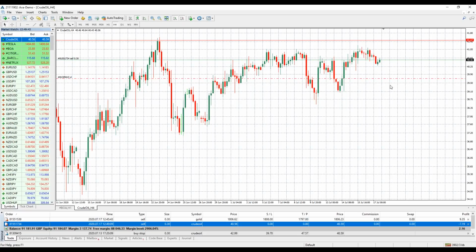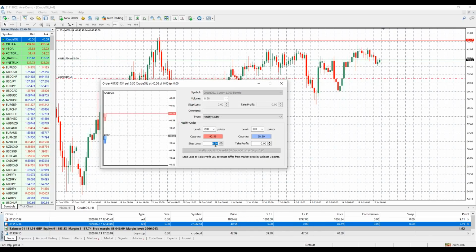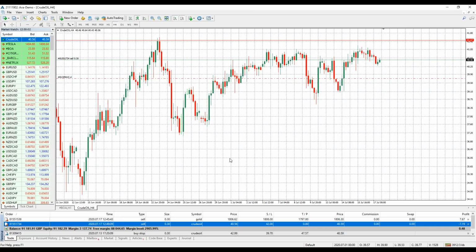I have a market sell, and maybe my stop loss is just above this resistance level. So if oil hits 42, maybe I'm out on my sell. So then I just come here, I say modify, stop loss 42. There. Now I have a small risk on oil to my stop loss. And my take profit, maybe I'll put at the first support level here, 39.5.